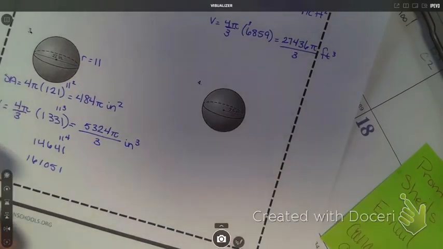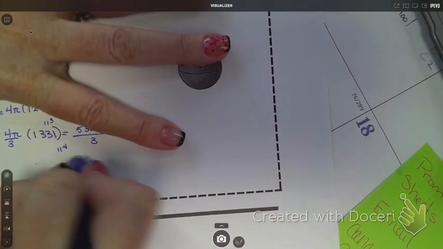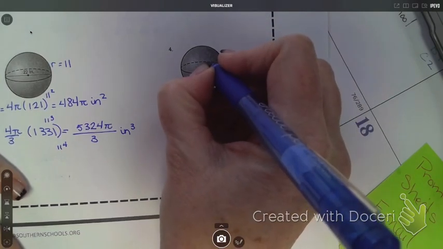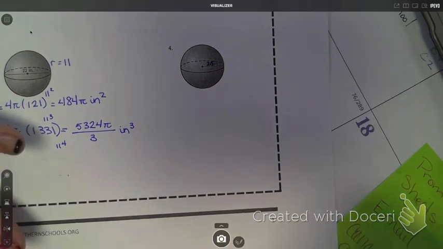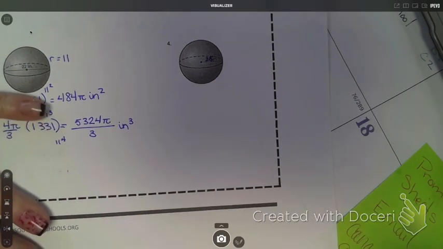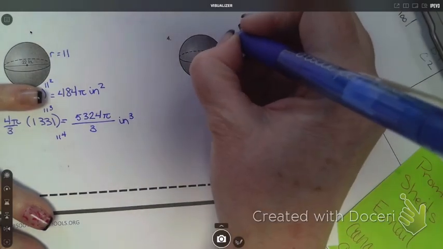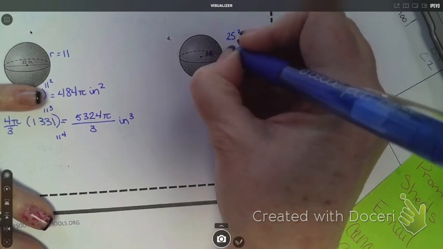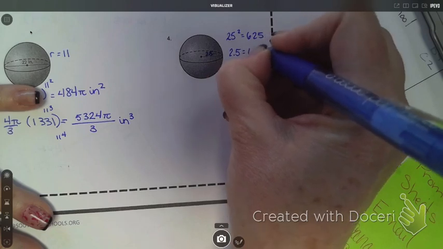Okay, what are we gonna do on this last one? Is that a decimal? Yes, that is a decimal. That is 2.5. So 2.5 we just treat like 25. Don't you know 25 squared? What's 25 squared? 625. So 2.5 squared is 6.25.